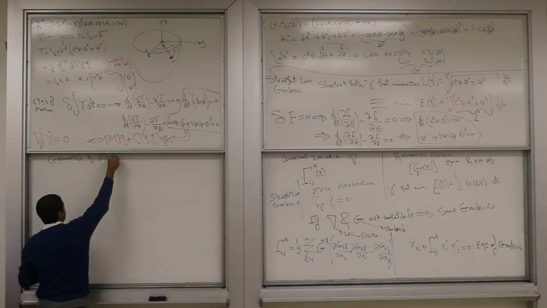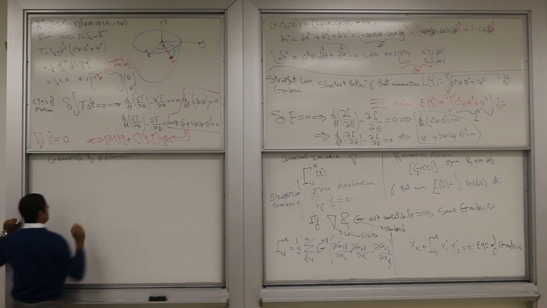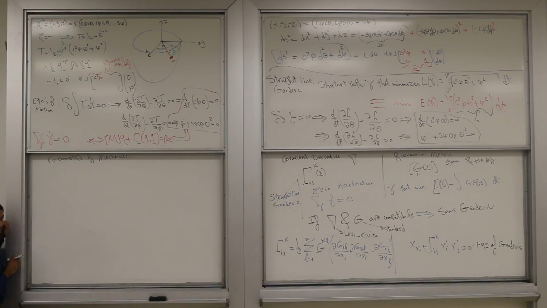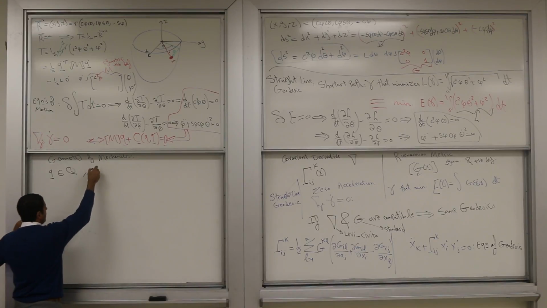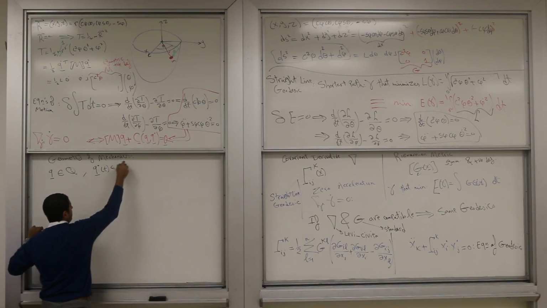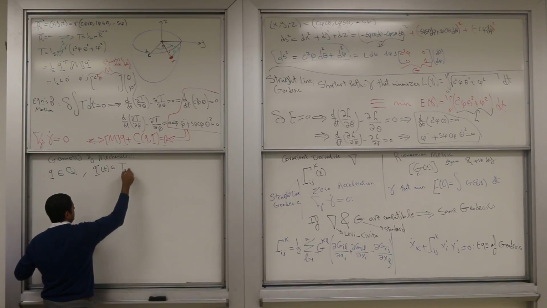Geometry of mechanics. What is the geometric point of view of mechanics? Is that our configuration lives in a manifold, right? Curved space. Our velocity lives in the tangent space, right?